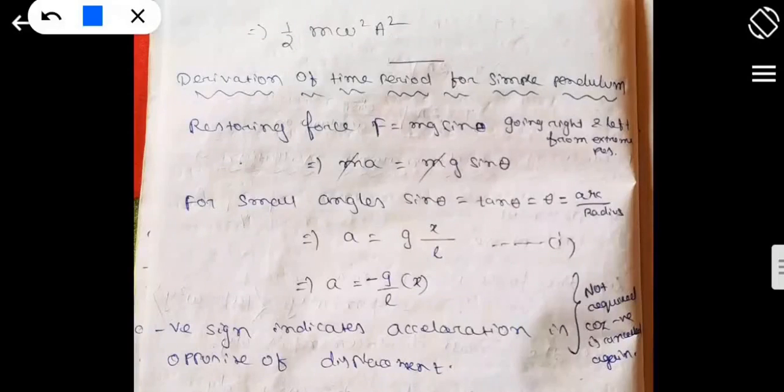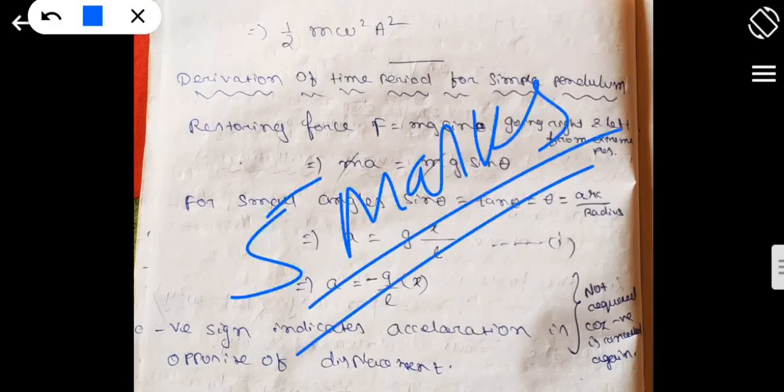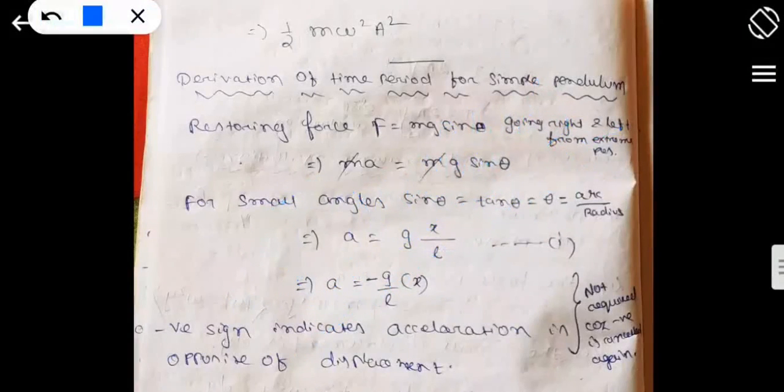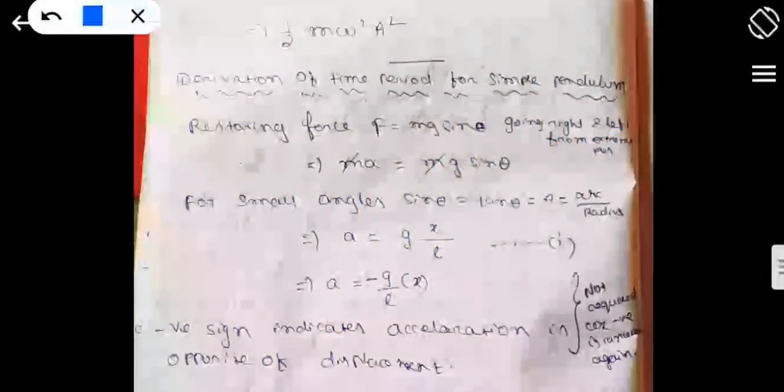So today we are going to solve the derivation of time period for simple pendulum. Okay, derivation of time period for simple pendulum, it carries 5 marks. That we need to find out what is the time period of oscillation for the simple pendulum. Okay, so here let us move on to the practical case first.